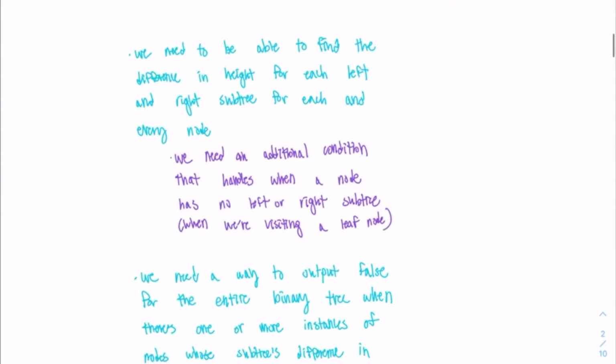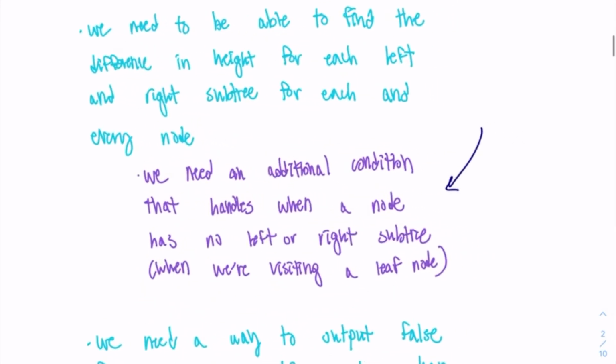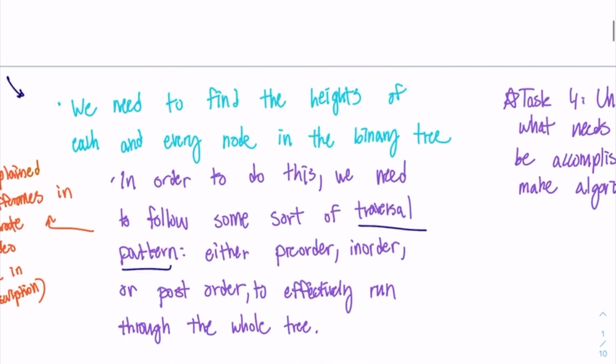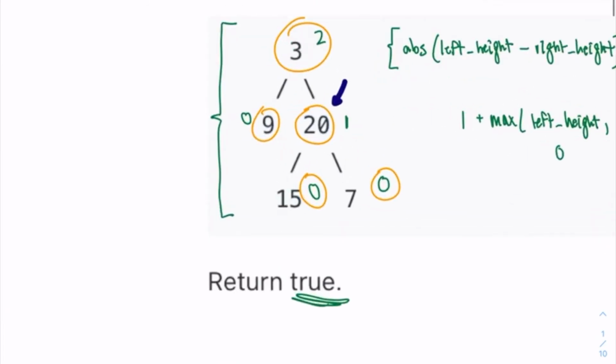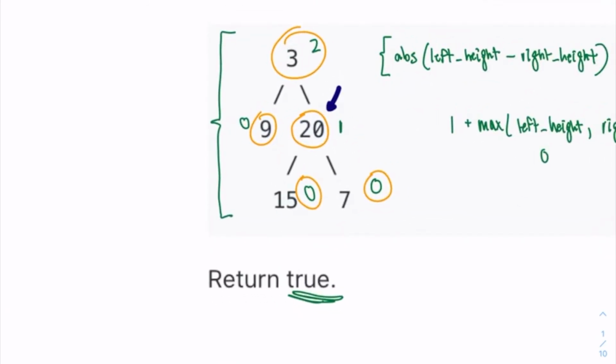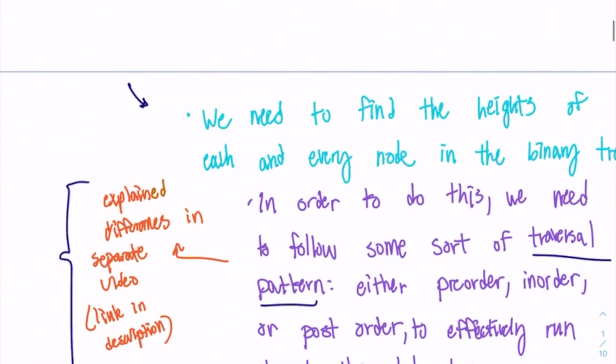We also, and this is a very important one, need a condition that handles when a node has no left or right subtree. So basically when we're visiting a leaf node, and we have to have this in code, we understand when we traverse this binary tree and visit 9, which is a leaf node, we have to have some way of understanding that this is a leaf node in code, and we're going to show you how to do that shortly.